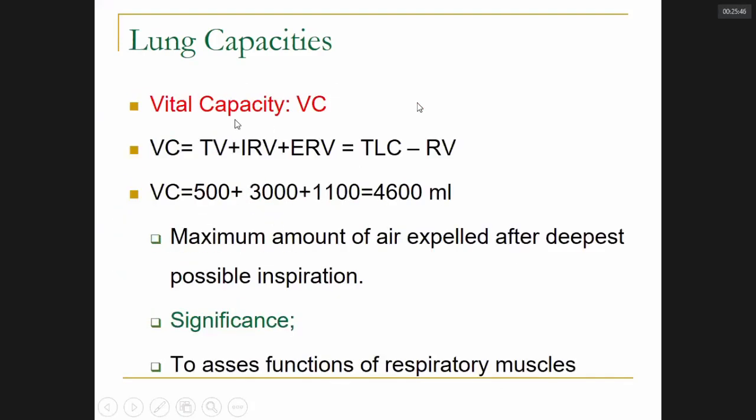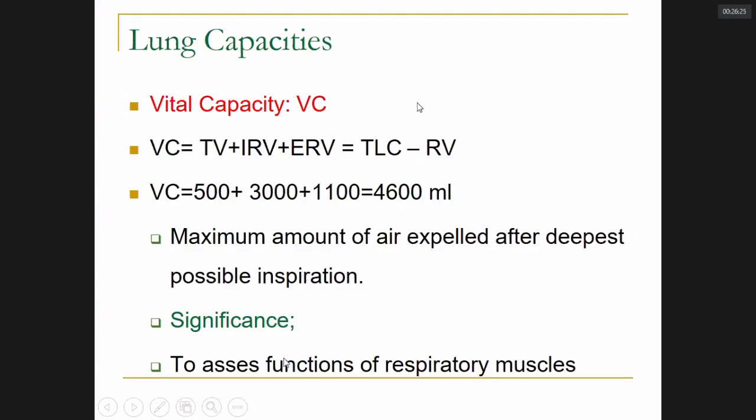Now the fourth capacity is vital capacity. Vital capacity is basically the first three volumes, that is TV, IRV, and ERV. You can say TLC minus RV is vital capacity, and the sum of TV, IRV, and ERV is 4600 ml. Again, there is no RV, so vital capacity can be measured through direct spirometry. It is the maximum amount of air expelled after the deepest possible inspiration.